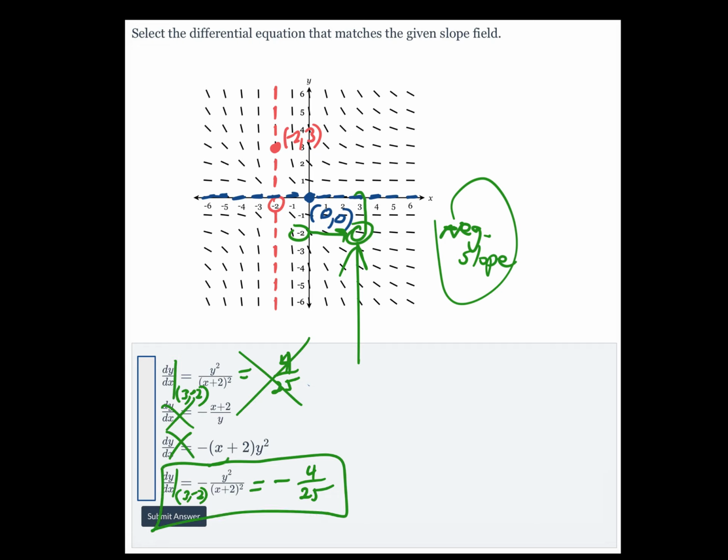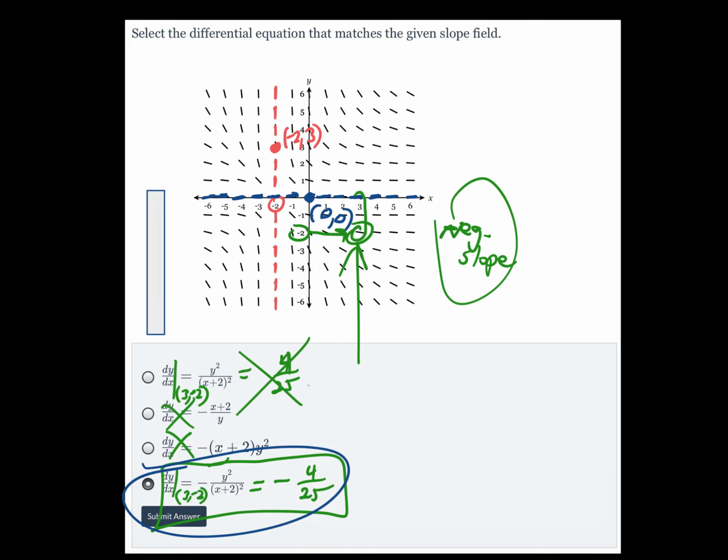Let's do the big reveal. Let's see if we've got the right answer. Ta-da! We did it right. Okay, so right there's the answer. I think you got the hang of this.